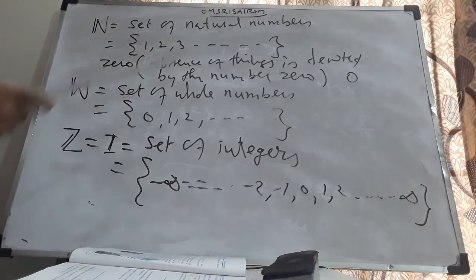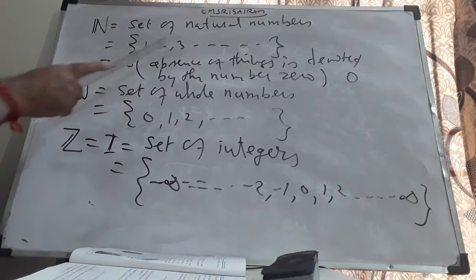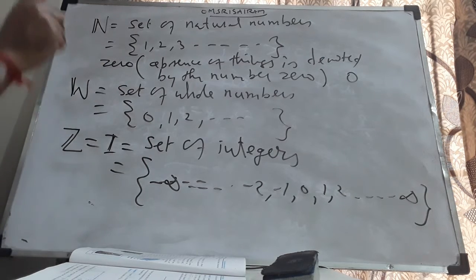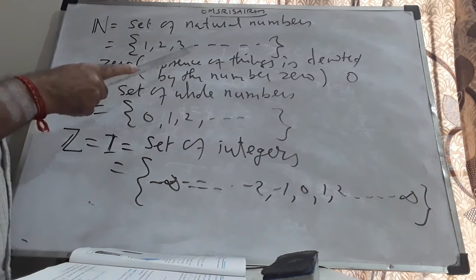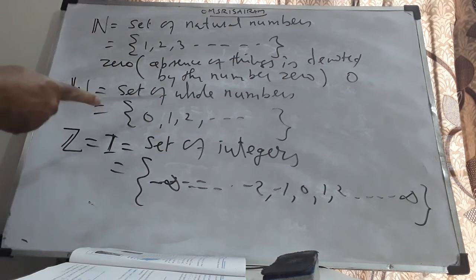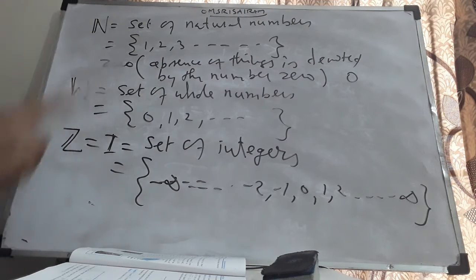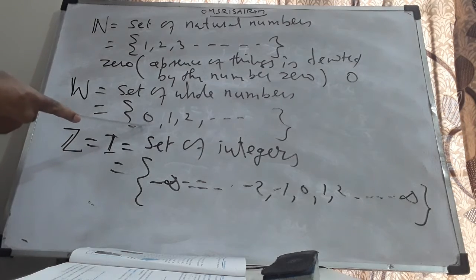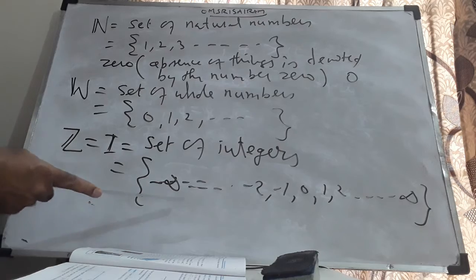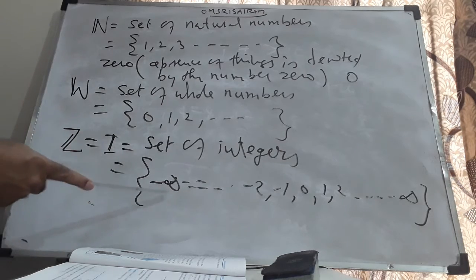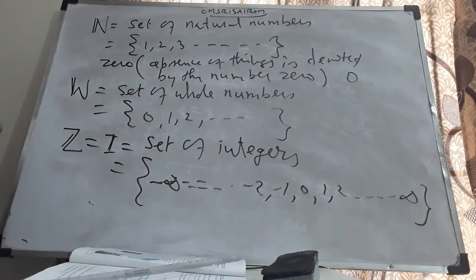Let me just repeat. The teacher would have taught you in lower classes counting of numbers 1, 2, 3, 4, etc. Such a set is called the set of natural numbers. After introducing a number called 0, which represents absence of things, if I add 0 along with 1, 2, 3, 4, etc., such a set is called the set of whole numbers. There is no provision to represent negative numbers here. Therefore, adding all negative numbers along with this, I call it the set of integers: minus infinity, etc., minus 2, minus 1, 0, 1, 2, up to infinity.